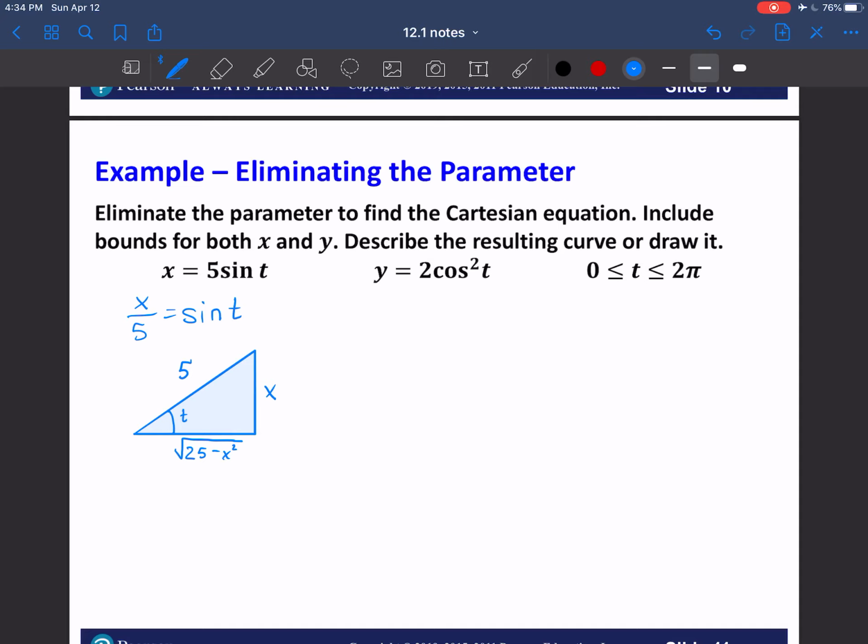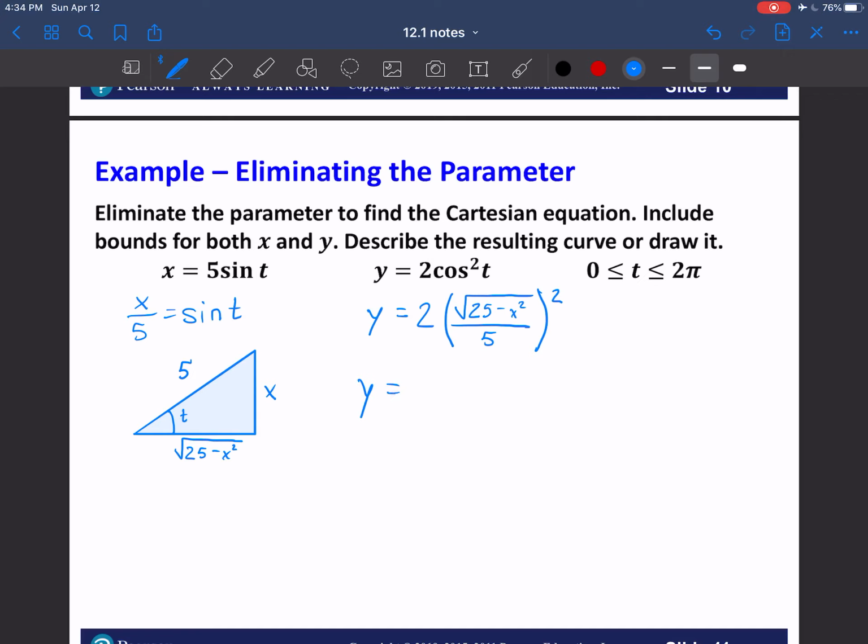Alright, so then we know that cosine of t is just adjacent over hypotenuse. So cosine squared of t must be adjacent over hypotenuse, that whole thing squared. So let's write that down. We now know that y is equal to 2 times root 25 minus x squared all over 5, this entire thing squared.